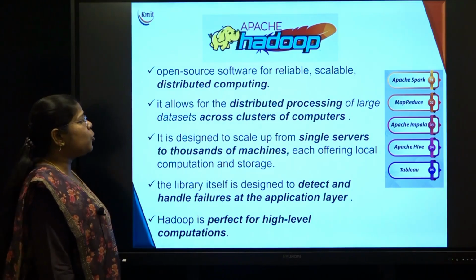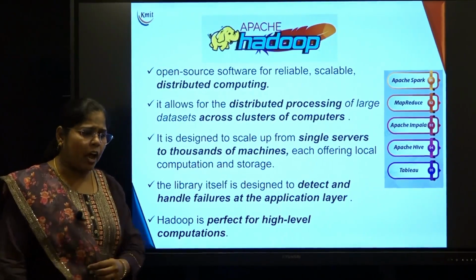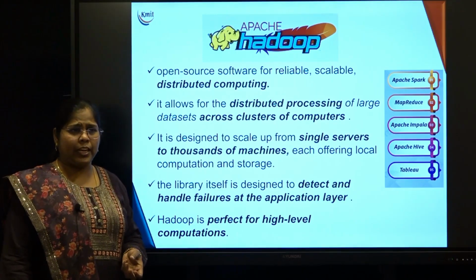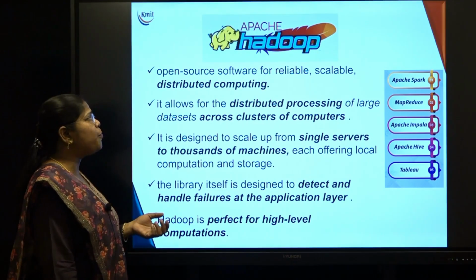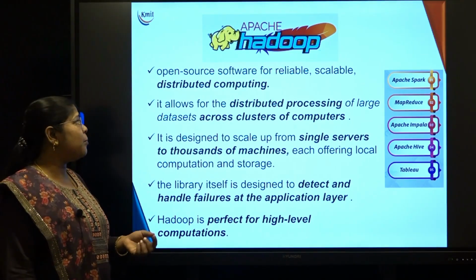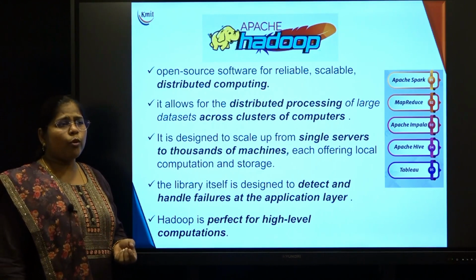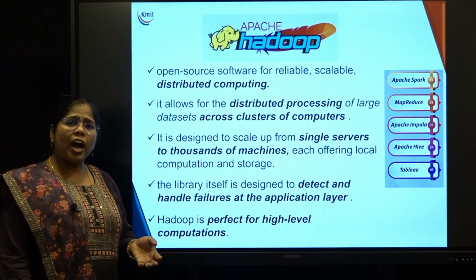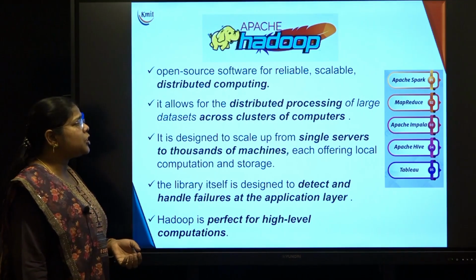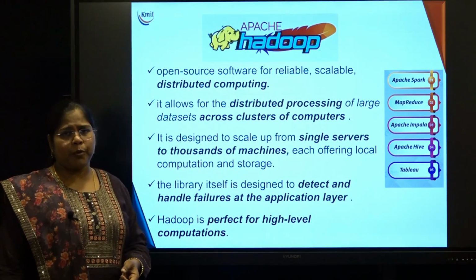Coming to Apache Hadoop, Hadoop is for storing data when we have a lot of data to be stored, when we have big data. At that time we go for Hadoop. Hadoop is an open source software which is reliable and scalable. Why we use Hadoop is for distributed computing. So, whenever you want to store large data in different systems, we go for distributed computing, and it allows the distributed processing of large data sets across clusters of computers.